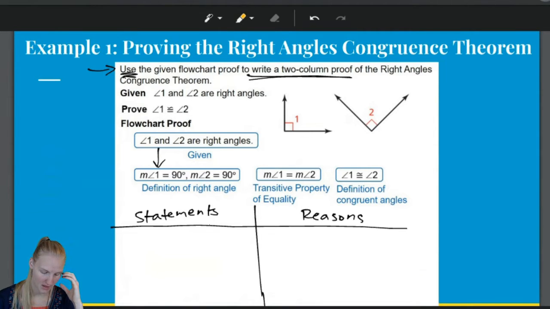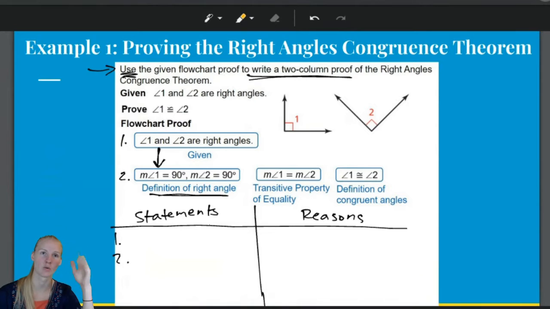Then, they say that the measure of angle 1 is 90 degrees and the measure of angle 2 is 90 degrees, because that is the definition of a right angle. So, going from this step to this step, you could think of this as step 1 and step 2, and that's what we're going to write right down here. We're going to write step 1 and step 2 in our flowchart proof.